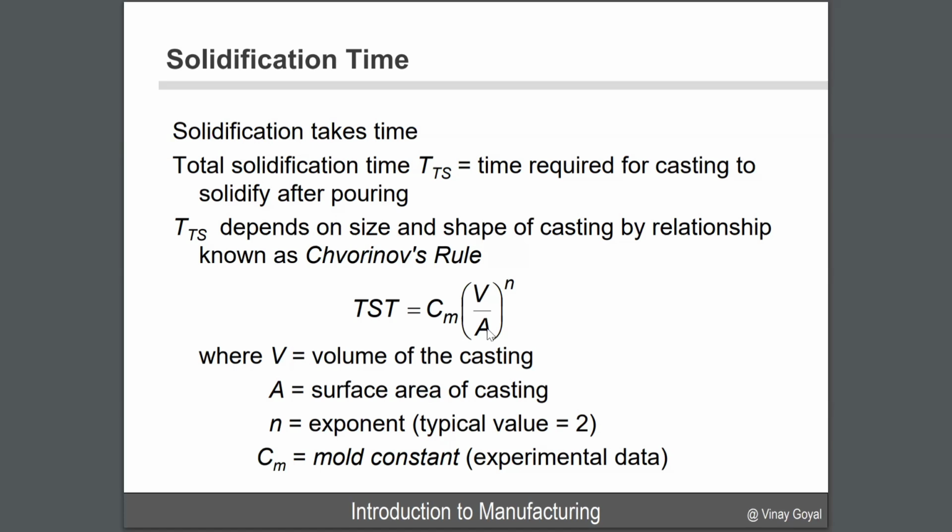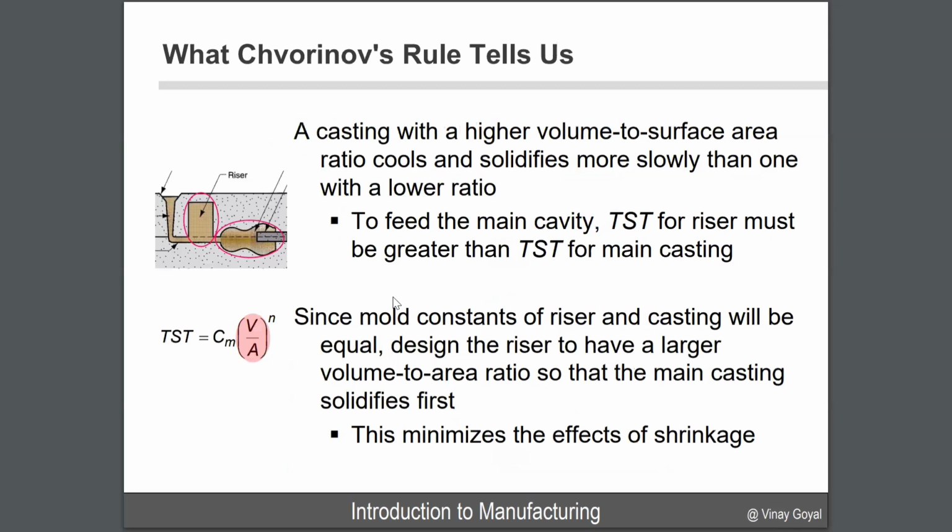So if you have this information, I can tell you how long it's going to take for something to solidify after you pour it. So looking at Chvorinov's rule, what it tells us is that the casting with higher volume to surface area, so if the volume here is greater than the surface area, that's going to take longer to cool and to solidify.